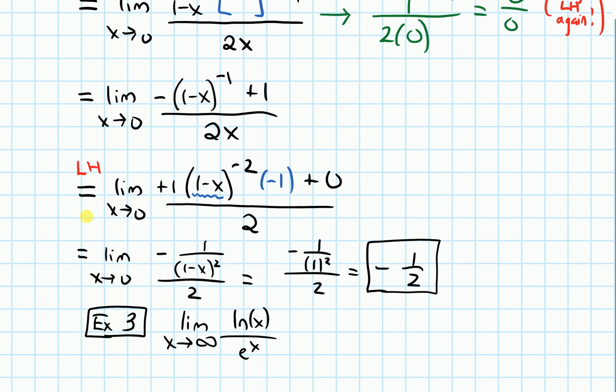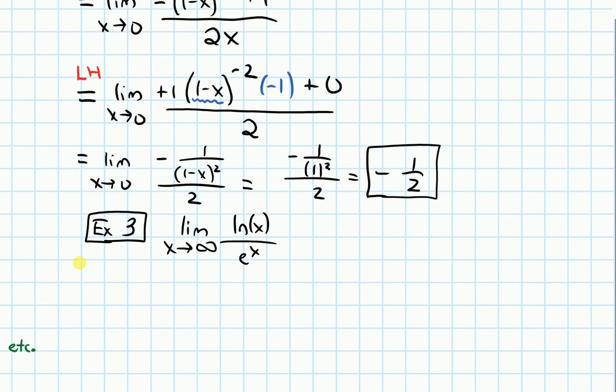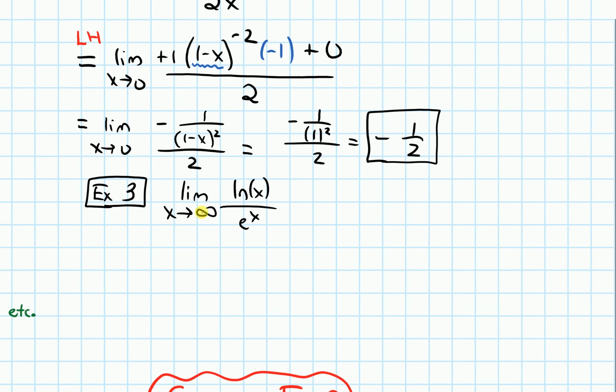Okay, let's do one more example in this video. So now let's do the limit as x approaches infinity of ln of x divided by e to the x. So first step is we try to plug in. Plugging it in, we'll get ln of infinity on the top, and on the bottom, we'll get e to the infinity.